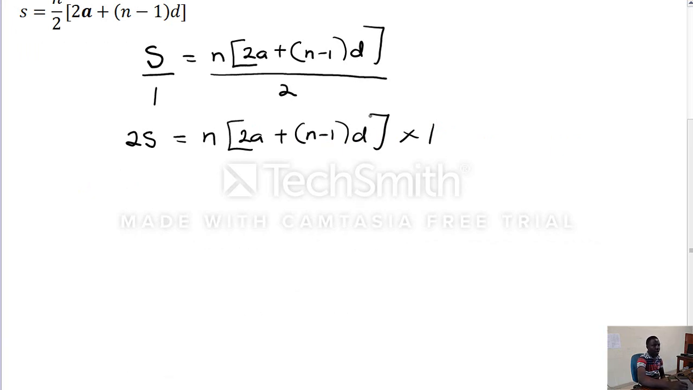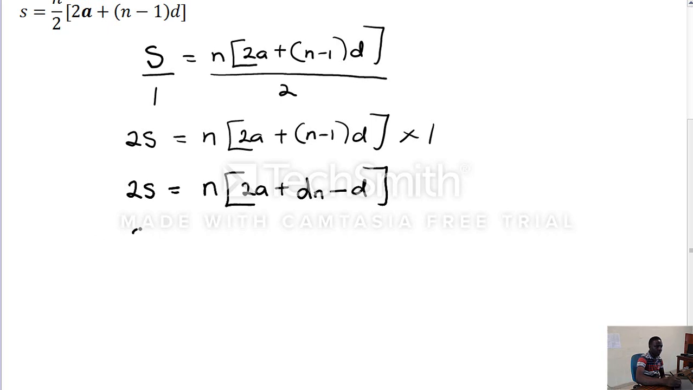Remember, our focus is on a, to make a the subject of the formula. Therefore, I'll need to open this bracket, which means I will use my n to multiply every term in the bracket. So I'm going to open both the inner bracket and the outer bracket. First, the inner bracket: 2a plus, I'll use d to multiply every term in the bracket, d times n will give us dn minus d. Okay, that I have simplified.